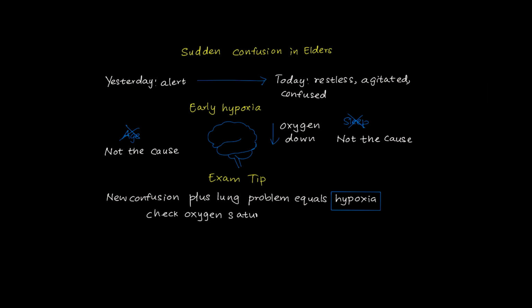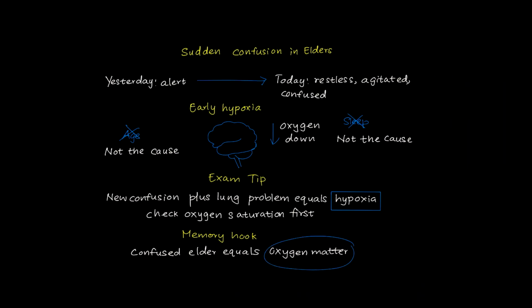Here's a D444 OA exam tip for you. New confusion in an older adult with any respiratory diagnosis equals hypoxia until proven otherwise. Memory hook: confused elder equals oxygen matter.